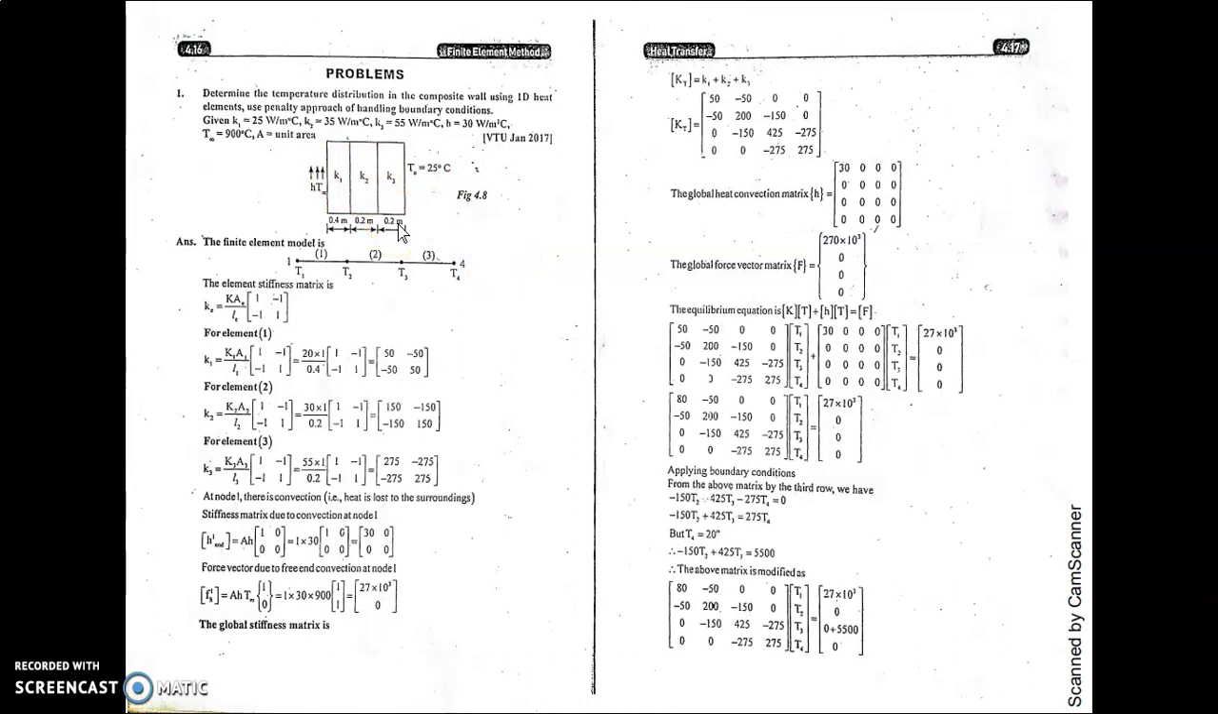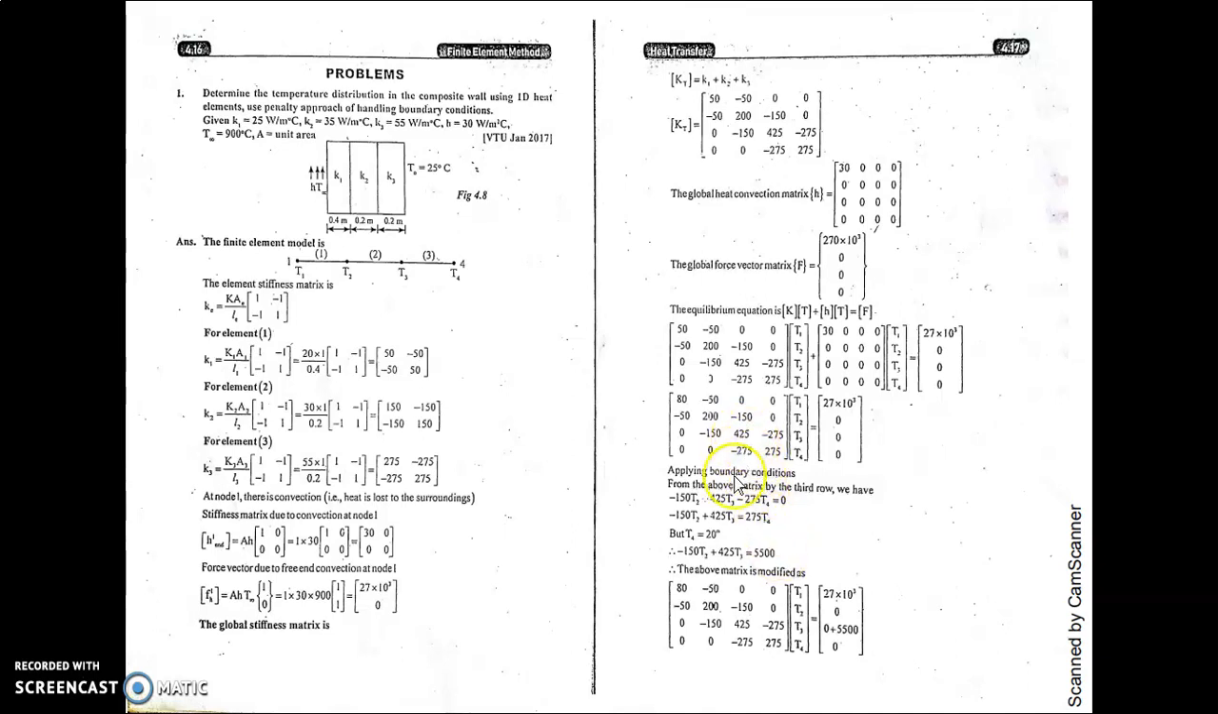So in this condition, you should not eliminate the fourth row, fourth column directly. What you have to do is apply the boundary condition from the above row, the third row. We need to modify the previous matrix, previous row you can say, not matrix, previous row. So actually we have to delete this fourth row, fourth column. Before deleting the fourth row, fourth column, you have to modify the previous row, that is the third row.